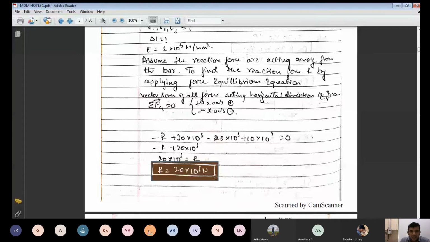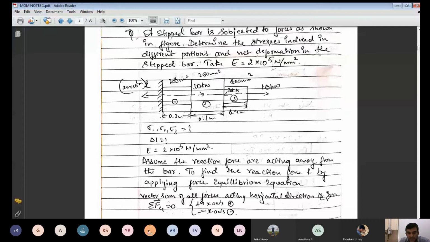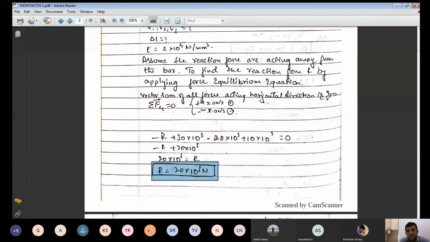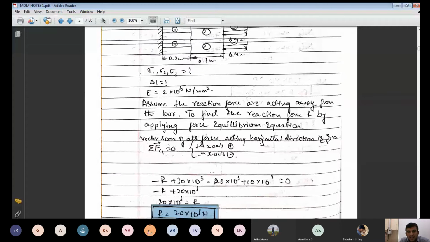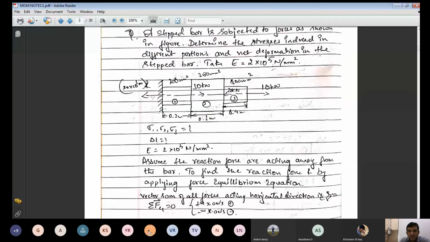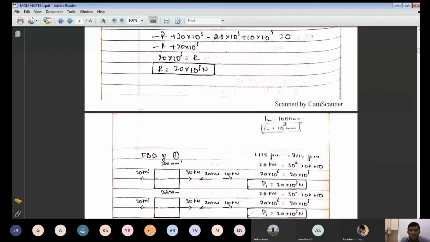Now substitute that value, resultant force here 20 kilonewton, 20 into 10 raised to power of 3 Newton. Suppose if we get this R value negative, minus 20 into 10 raised to power of 3, then whatever direction you assumed here is wrong. Then you apply it in the opposite direction, opposite to what we assumed. Keeping that in mind.